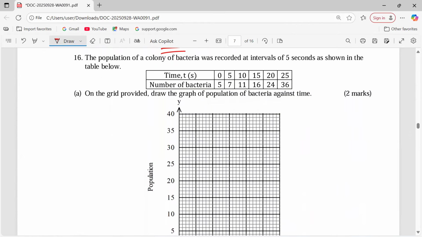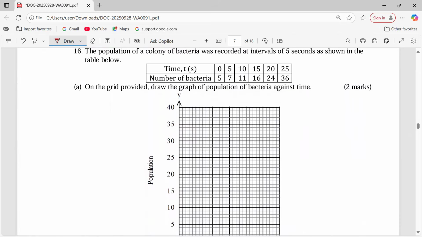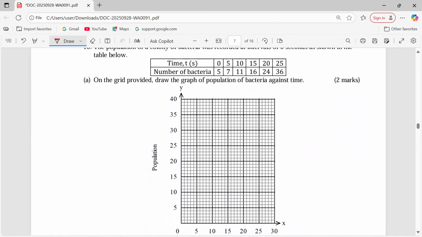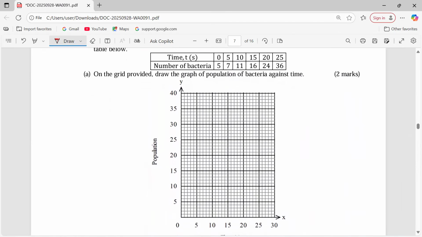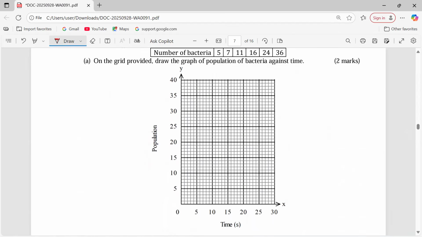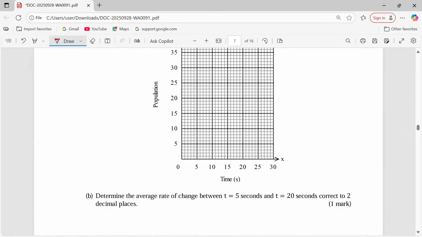Looking at number 16 now, which is the last question in this section. Now, the population of a colony of bacteria was recorded at intervals of 5 seconds, as shown in the table below. That's the table. Time in seconds, then the number of bacteria in this particular colony. On the grid provided, draw the graph of population of bacteria against time. The axes have already been labeled very well.